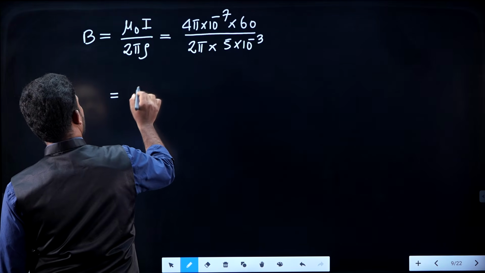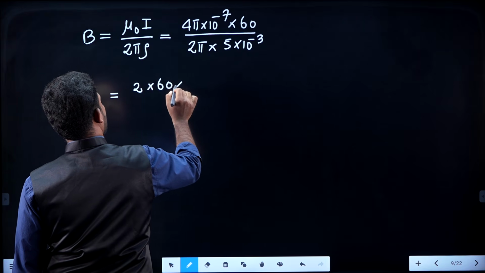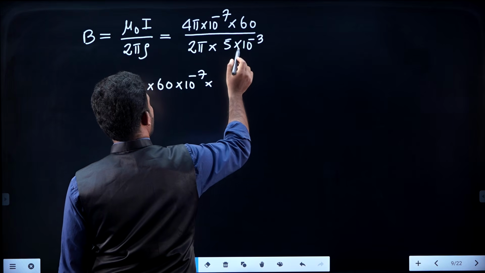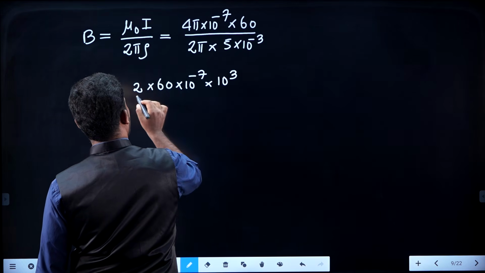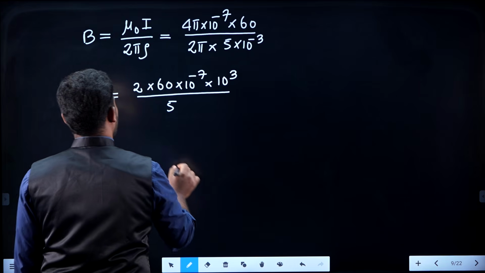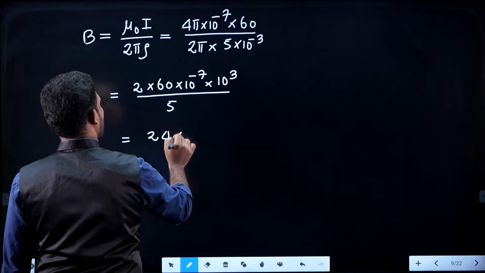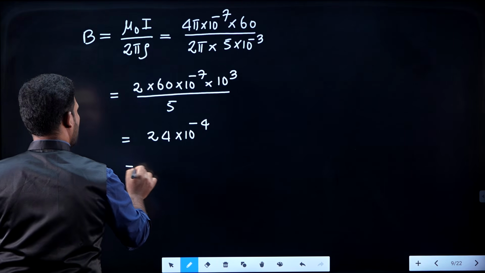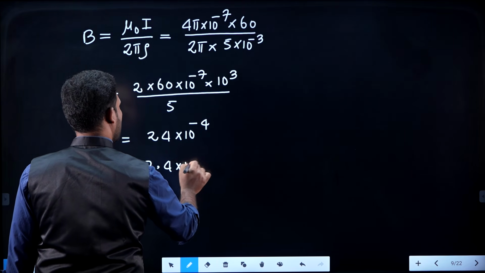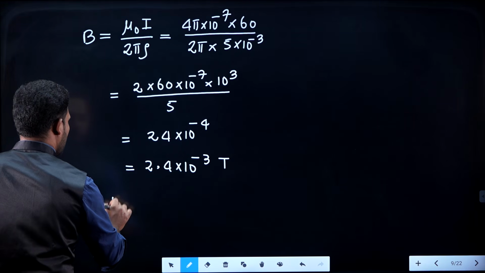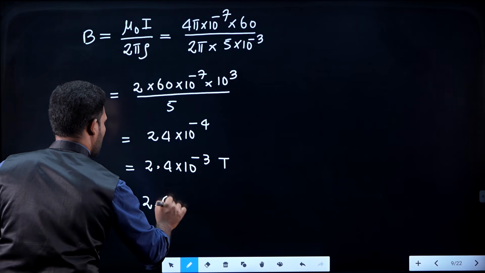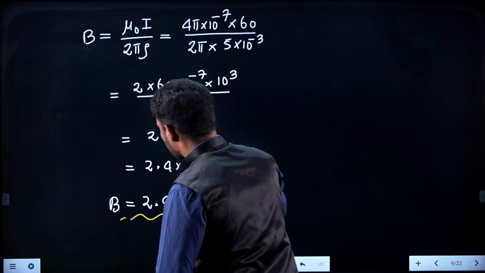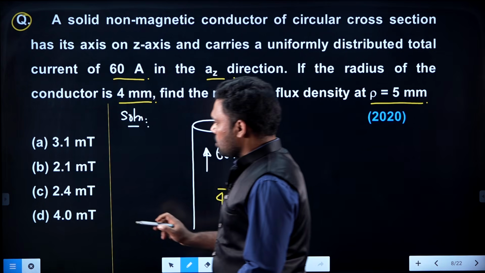So, it is 2 into 60 into 10 to the power of minus 7 into 10 to the power of 3 divided by 5. So, it is 24 into 10 to the power of minus 4. It is 2.4 into 10 to the power of minus 3 Tesla, or B is equal to 2.4 milli Tesla or milli Weber per meter square. Let me go back here. So, option C is the answer.